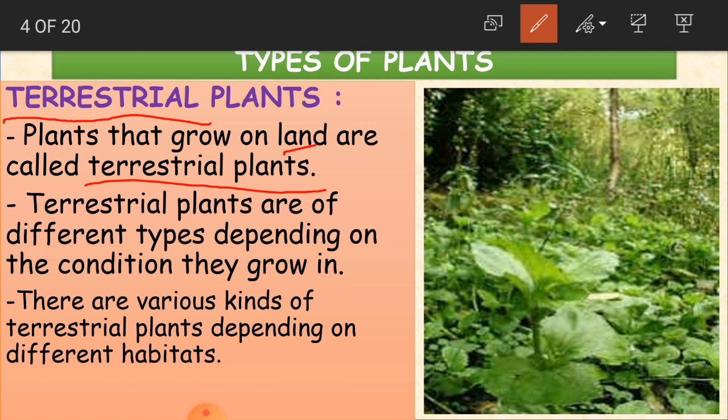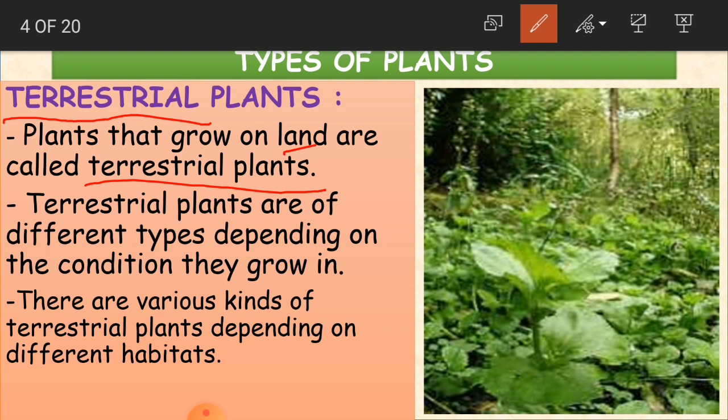Terrestrial plants are of different types depending on the condition they grow in. I already said to you that plants grow in different types of climatic conditions and different places also. So like that we are having different types of terrestrial plants.